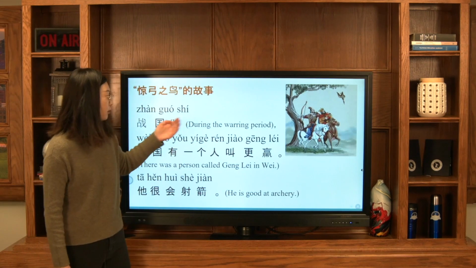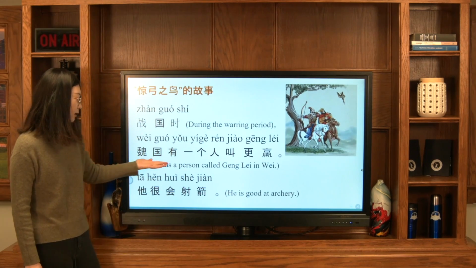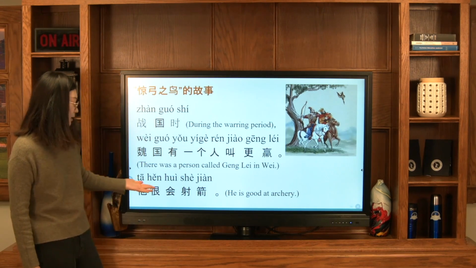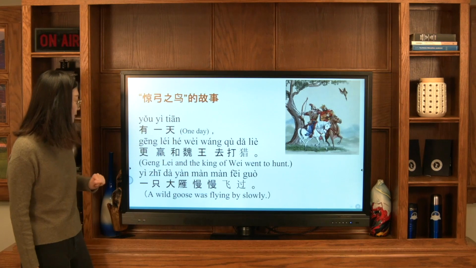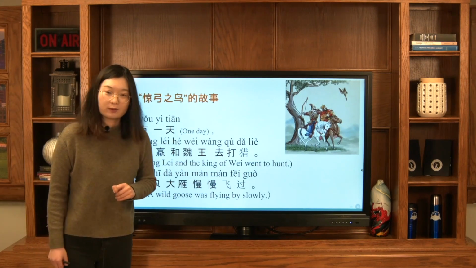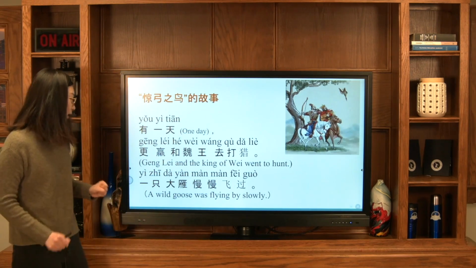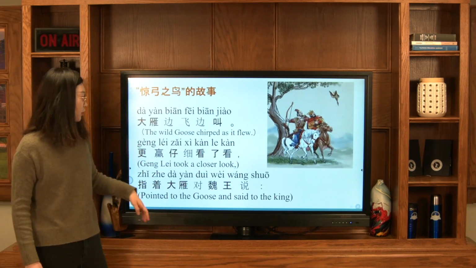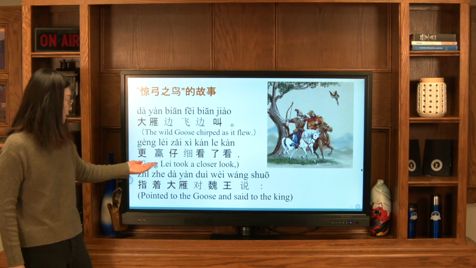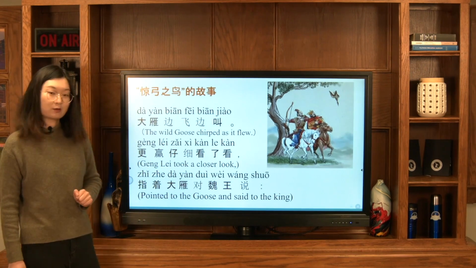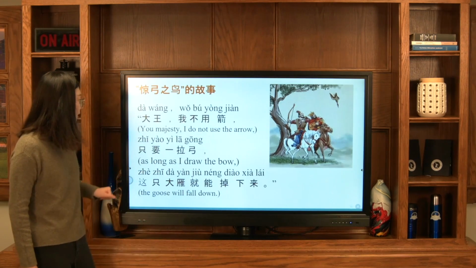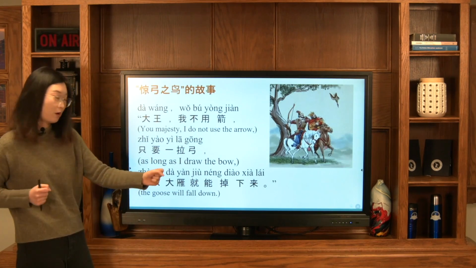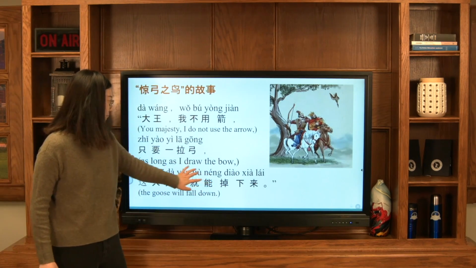It says during the Warring States period in the Wei Kingdom, there was a man whose name was Geng Lei, and he was good at archery. One day, Geng Lei and the king of Wei went to hunt, and a wild goose was flying by very slowly. The wild goose chirped as it flew, and Geng Lei took a closer look, pointed to the goose and said to the king, "Your Majesty, I do not need an arrow. As long as I draw the bow, the goose will fall down."